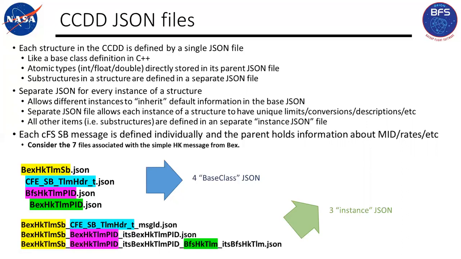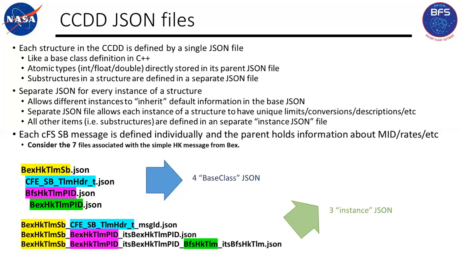But you have to define that because each of those different telemetry headers might have specific values, for instance, for the message IDs that are embedded inside. So you have customized data for each one of those instances, but the definition of the data structure itself is shared. And again, all those are shared in their own instance JSON file, is what I'm calling it.